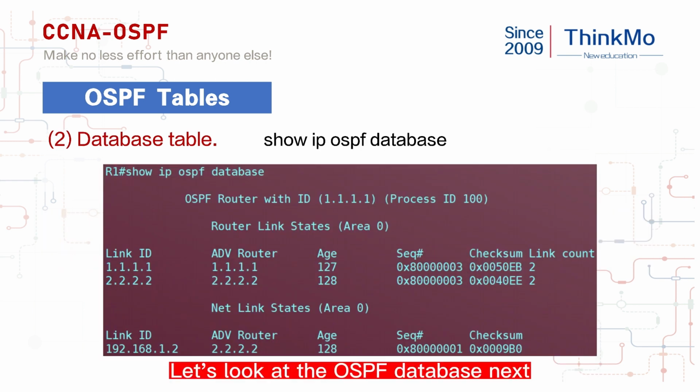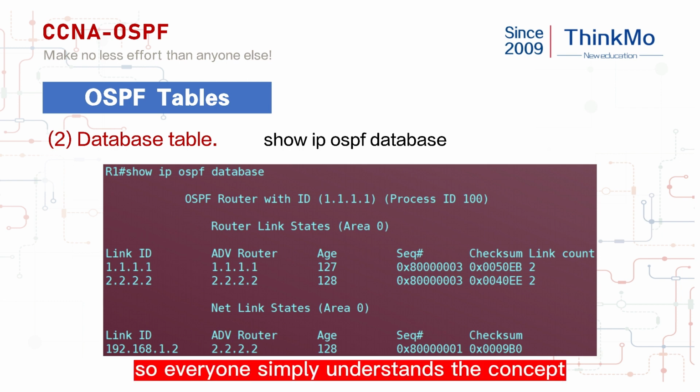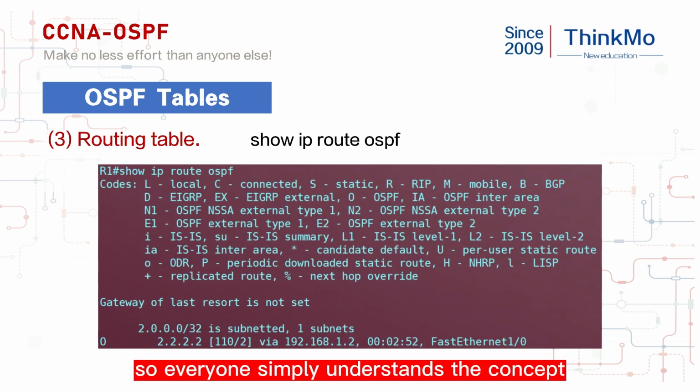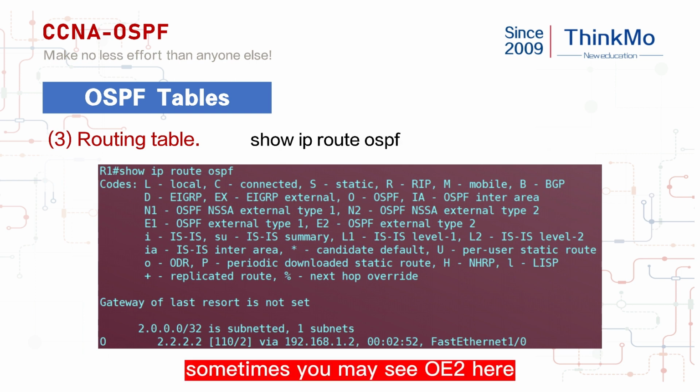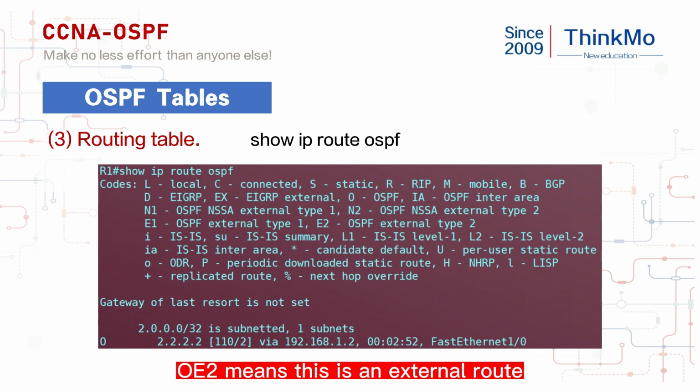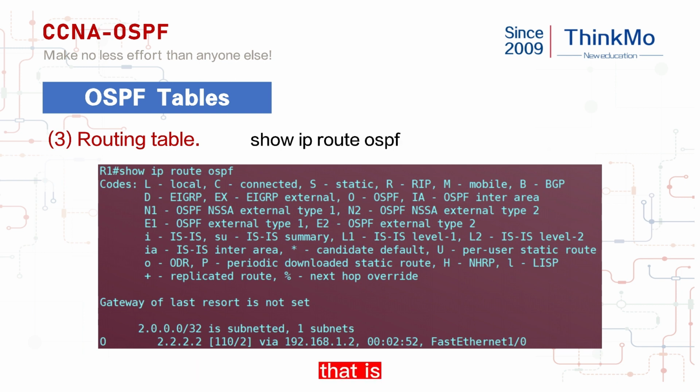Let's look at the OSPF database next. For the database, there are all kinds of LSAs in it. We won't talk about this stuff now, so everyone simply understands the concept. Further down is the routing table. We are actually very familiar with the routing table. First of all, O means that the above is OSPF. Sometimes you may see OE2 here. OE2 means this is an external route. That is, the redistribution comes in.